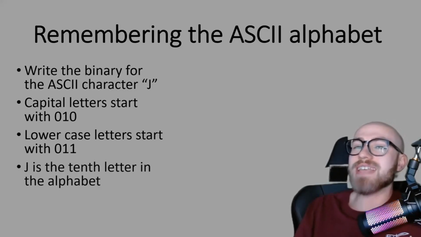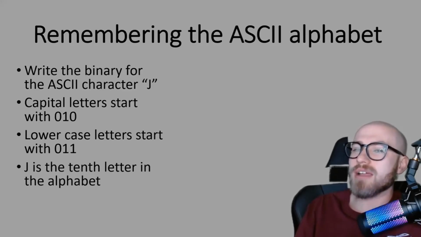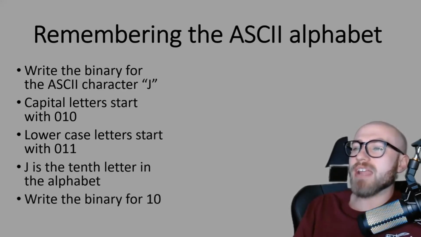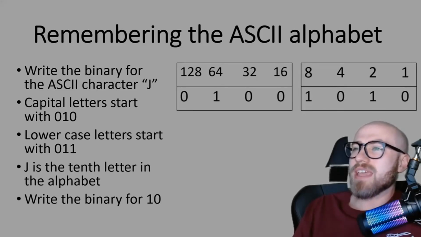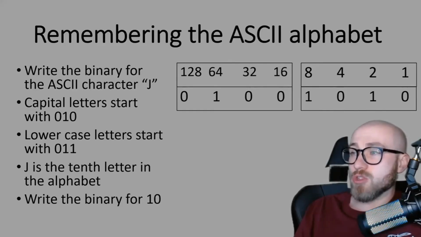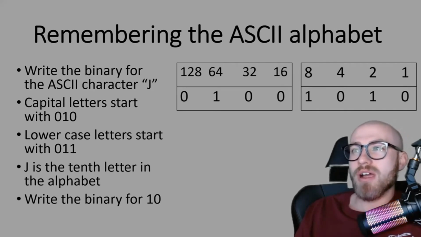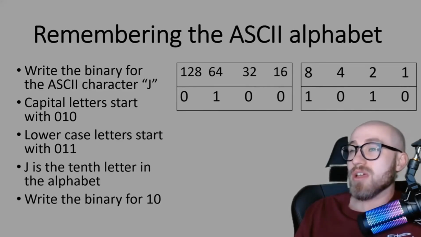So J is the 10th letter of the alphabet. So we're going to write the binary for 10. So we're going to use our good old conversion table. At the beginning of it, you can see we've got our 010. So 0 in 128, 1 in 64, and 0 in 32. But then the rest of this binary number, you just needed to make the number 10 in binary, where we've got an 8 and we've got a 2. So this is J in ASCII.